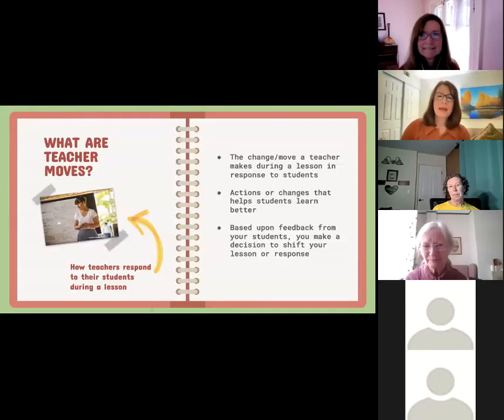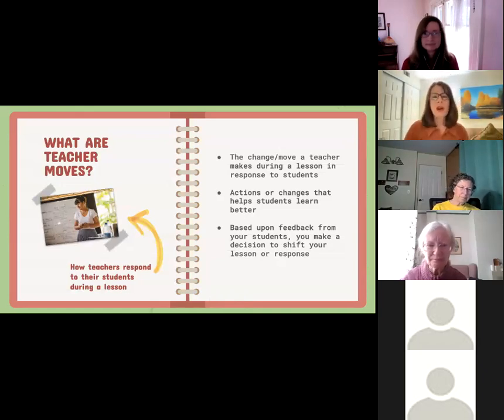I want to talk about what I call teacher moves. Teacher moves are how a teacher or a tutor, because a tutor is a teacher, responds to their students during the lesson. It's those immediate shifts and changes that a teacher makes in response to what's happening with their students. We often hear "a move" in sports.